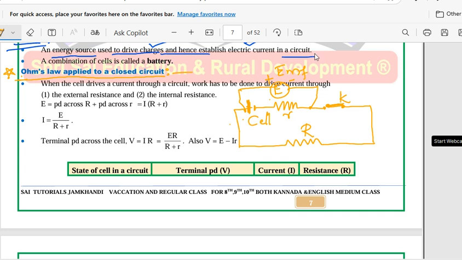Suppose the key is closed. When the key is closed, current is drawn from the cell by the circuit. The current given by the circuit, that is the potential difference across R and the potential difference across small r, is equal to I into R plus r. So the current becomes I is equal to E divided by capital R plus small r. We get E is equal to I into capital R plus small r.